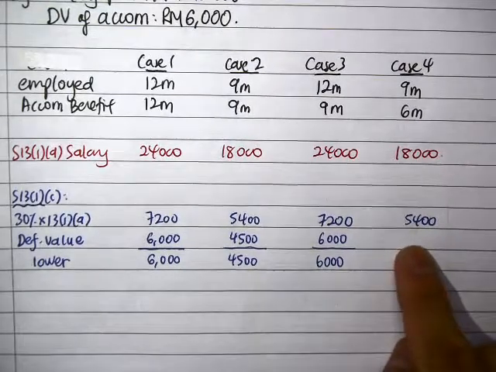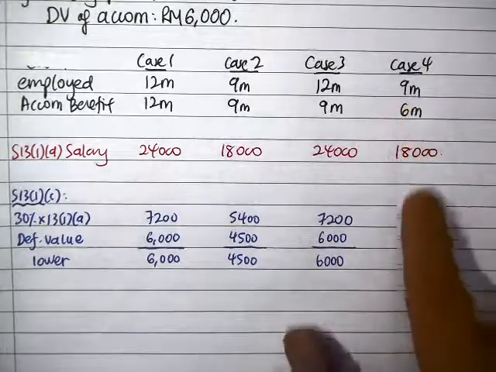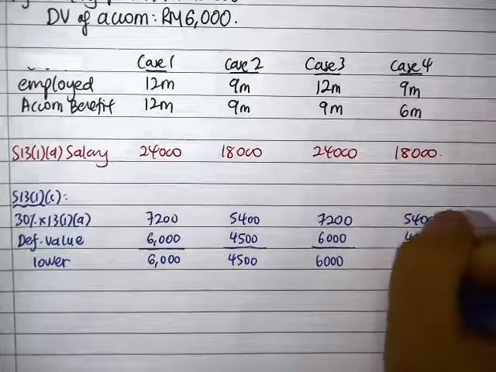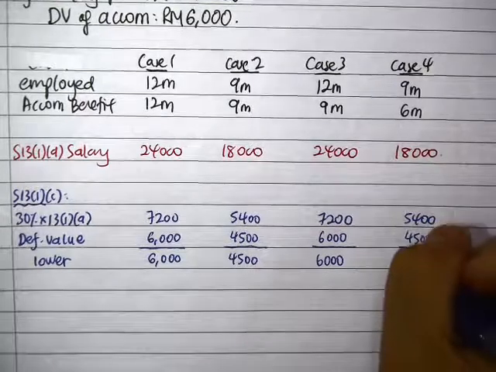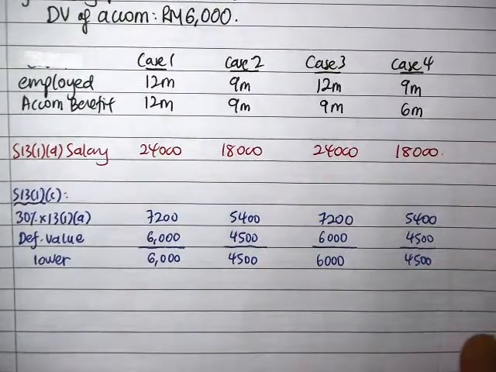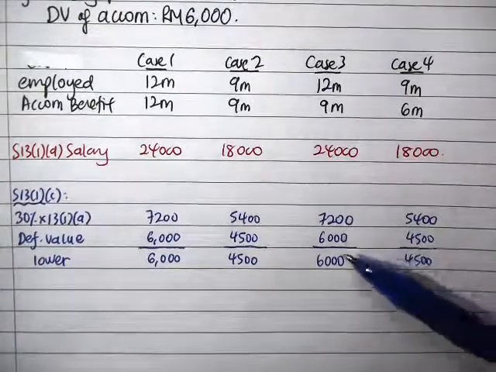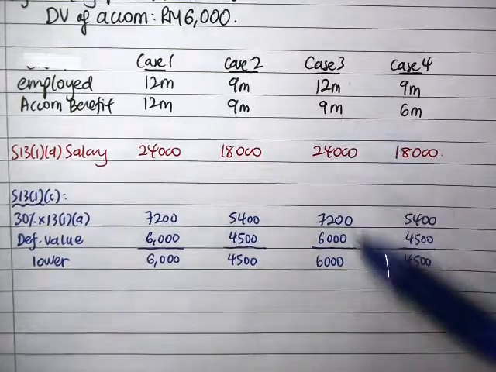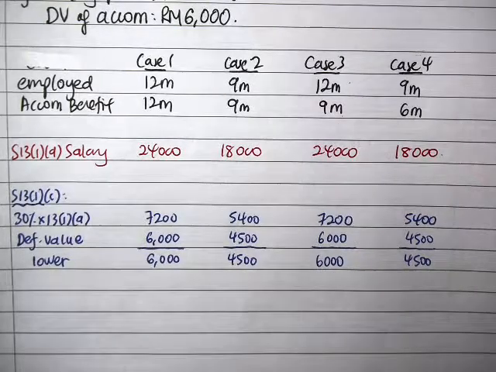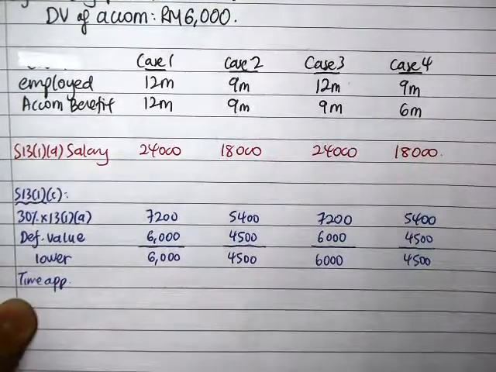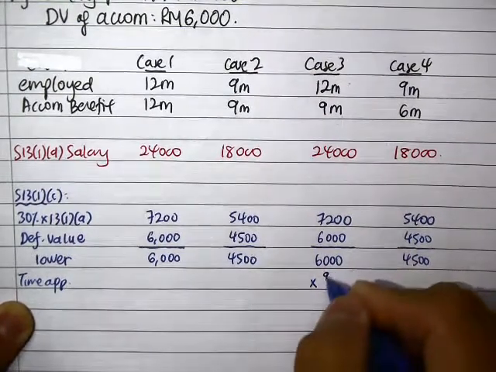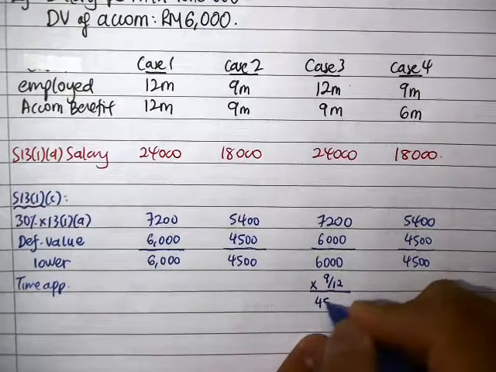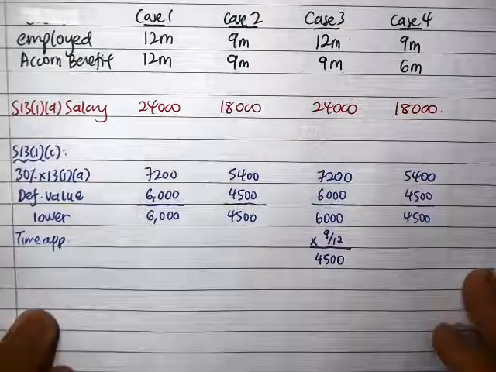Now, how about this? This is 9 months benefit, sorry, 9 months employment, right? So you must take 9 months accommodation and compare. So you choose the lower, you get 4,005. But then we notice in case 3 and case 4, my employment period is 12 months, but my accommodation is 9. It's not for the full period. So in this case, the value that you assess here is not right. That's why you time apportion. Since it's for 12 months value, you only want 9, so you just take 6,000 times 9 over 12. Now eventually you still get back to 4,005. Okay, but you have to do it like that.